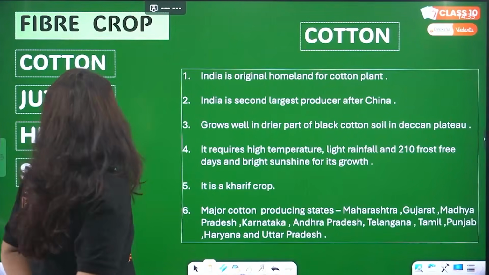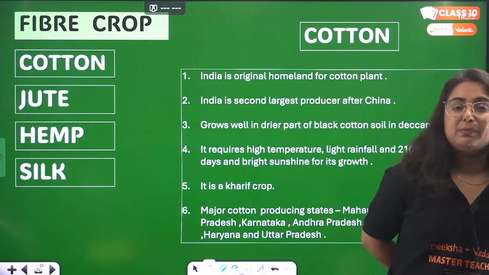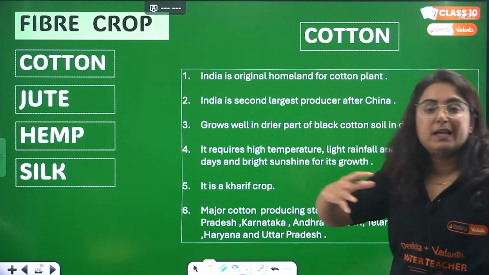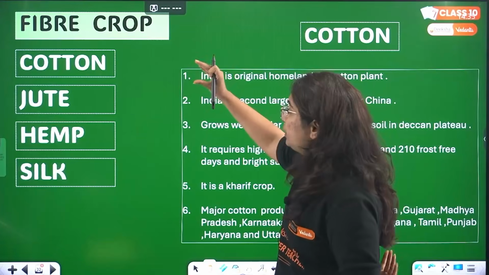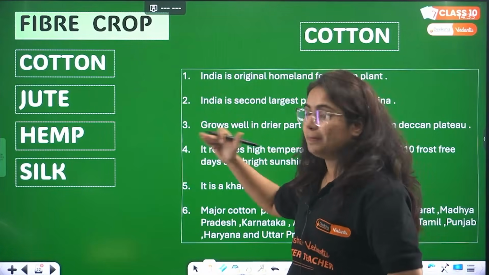Next is cotton. My next is what? Cotton. But the category here is fiber crops. Now we are going to learn about which type of crops, beta? All types of fiber crops, where we will start with cotton, jute, hemp and then silk. Okay? Cotton, jute, hemp and silk.